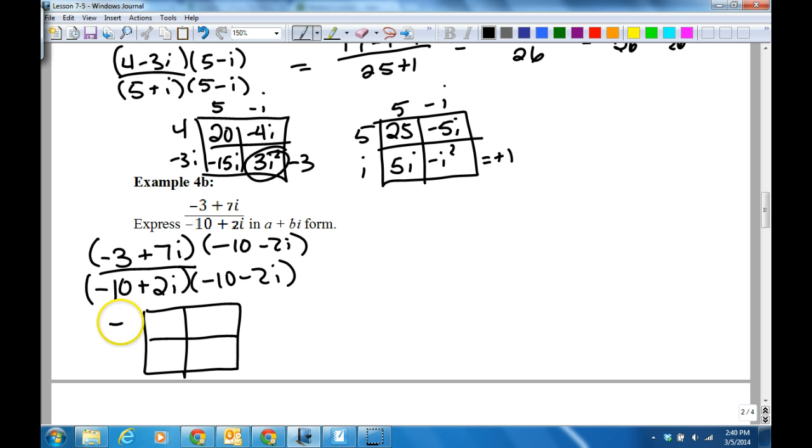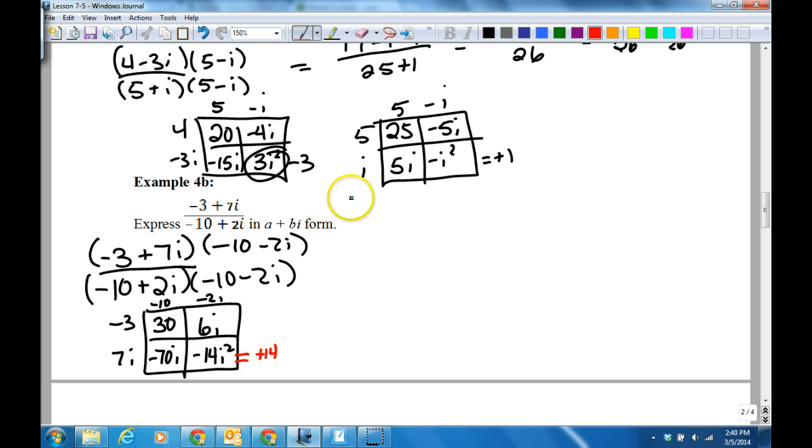We have negative 3 and a 7i here. And we have negative 10 and a negative 2i here. So negative 3 times negative 10 is positive 30. This will be negative 10 times 7i is negative 70i. Okay, negative 3 times negative 2 is a positive 6i. And then negative 2 times 7 is a negative 14i squared. So that becomes a positive 14 because the i squared is negative 1.